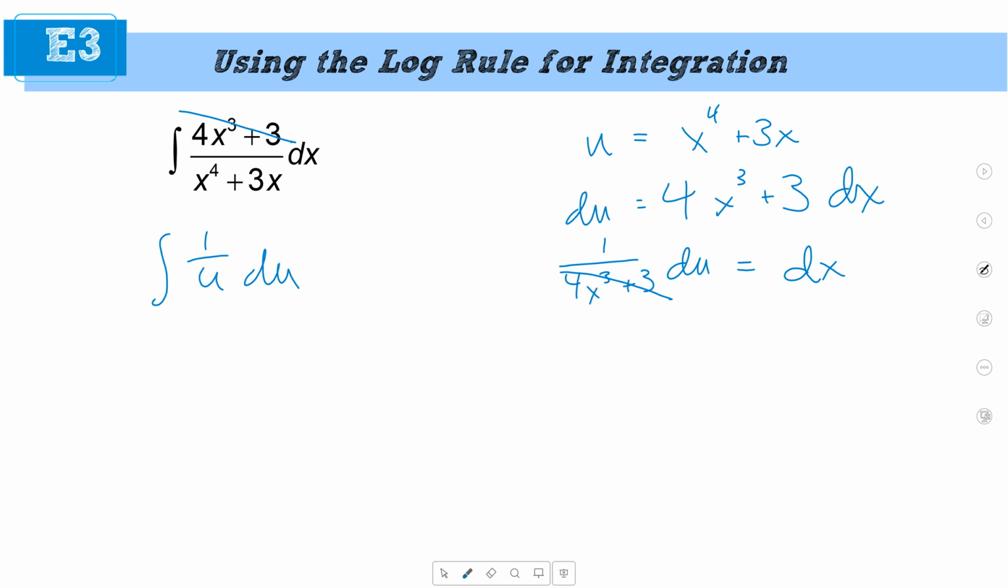Up until that point, that's a problem you should be able to do. It's a u-substitution. Now, to actually take the antiderivative, however, is where we get into the natural log rules. The antiderivative of 1 over u is the natural log of the absolute value of u plus c. Do a little substitution here. x to the 4th plus 3x.